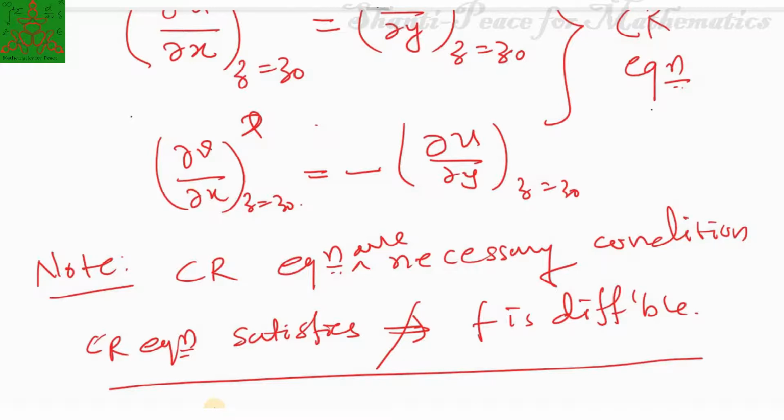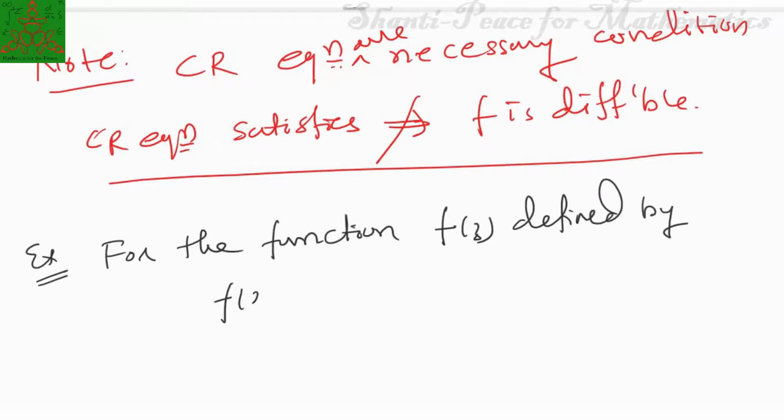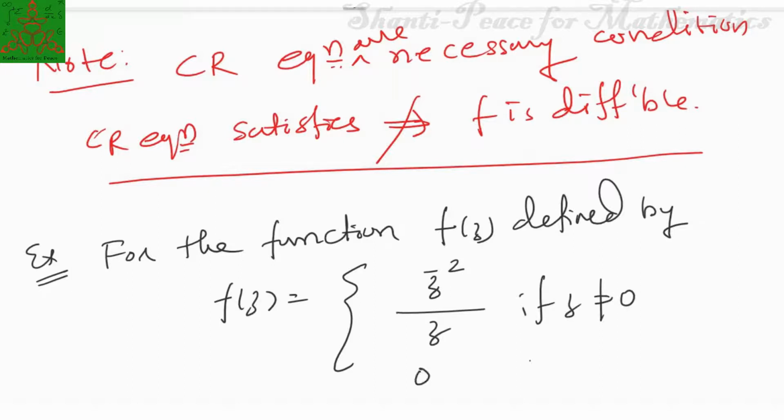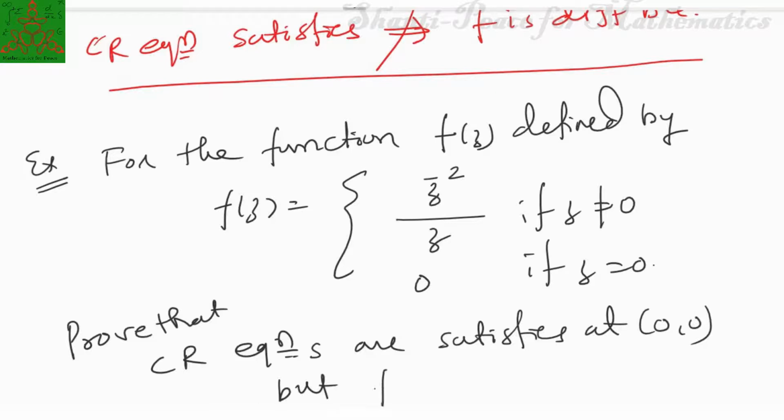Let's see by example. The example is a function f of z defined by f of z equal to z bar square upon z if z is not equal to 0, and 0 if z is equal to 0. Prove that the CR equations are satisfied at 0, 0, but f is not differentiable at z equal to 0. Let us prove this statement.